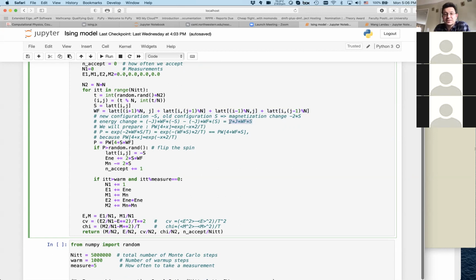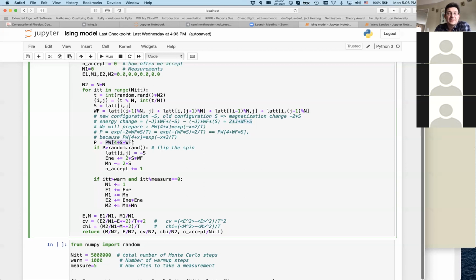Basically, J is set to 1, therefore it's 2 times the Weiss field times S. And then, according to Boltzmann, we are supposed to accept the step with probability e to the minus this change of energy divided by T. And we do this by pre-computing these exponents. And therefore, our job is now very easy.